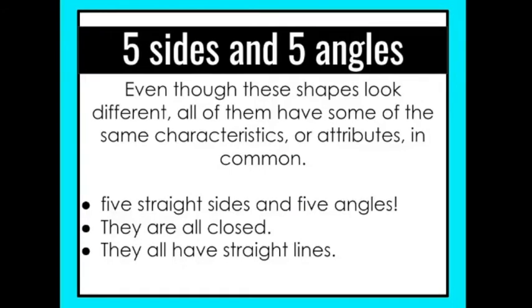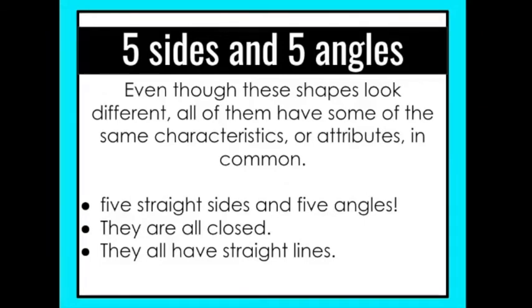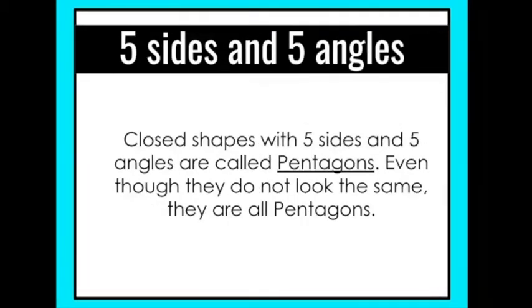Even though these shapes look different, all of them have some of the same characteristics or attributes in common. They all have 5 straight sides and 5 angles. They are all closed and they all have straight lines. Closed shapes with 5 sides and 5 angles are called pentagons.